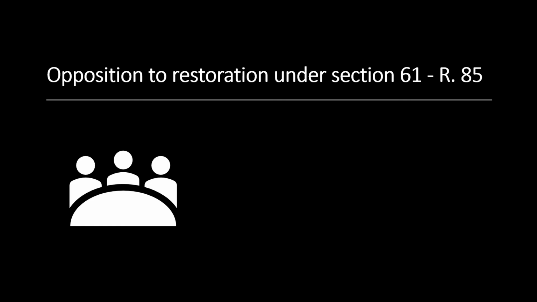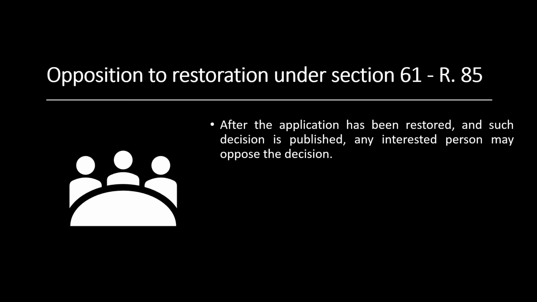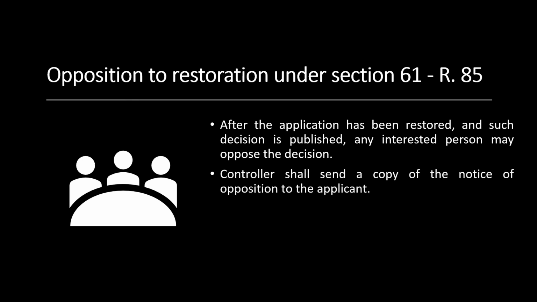Rule 85, Opposition to restoration under Section 61 says that after the application has been restored and such decision is published, any interested person may oppose the decision of controller. Controller shall send a copy of notice of opposition to the applicant.